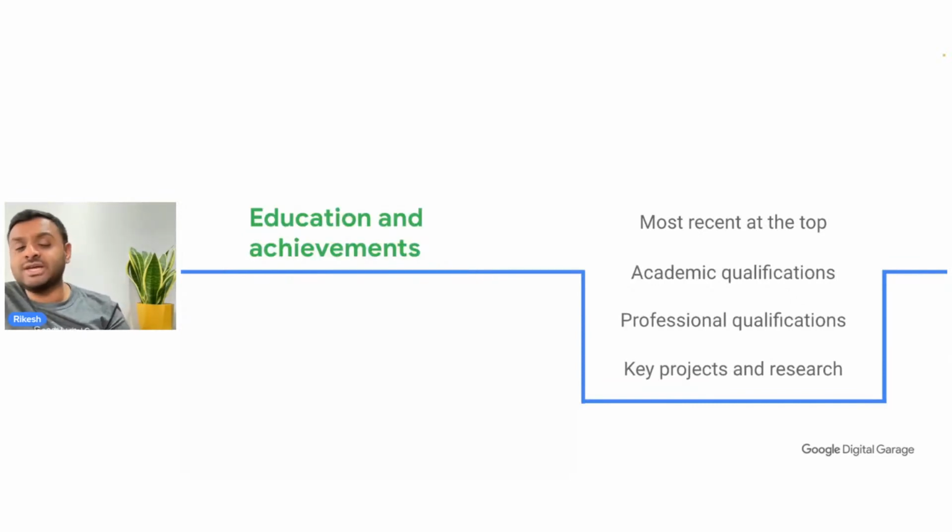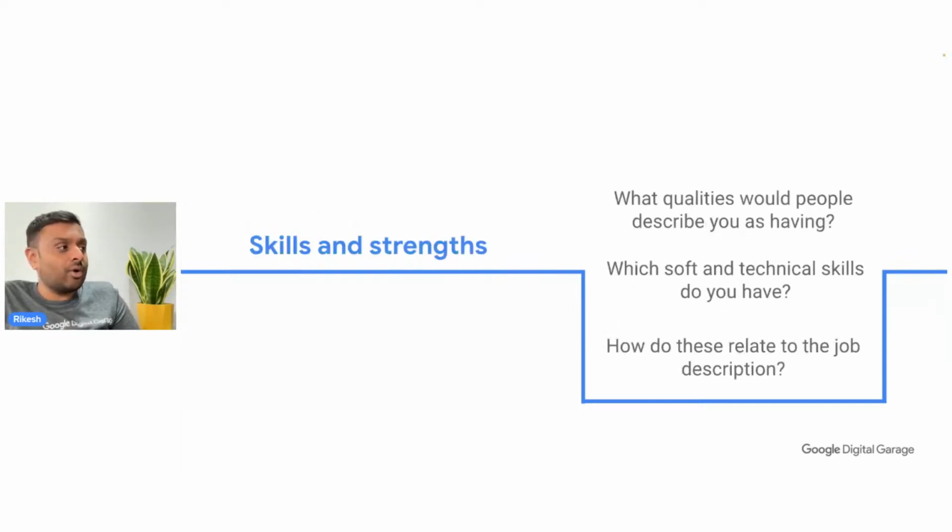You then have your education and achievements. So again, most recent at the top. You want to add all of your academic qualifications, professional qualifications. And again, thinking about key projects, key coursework, key research that you've done throughout your academic studies. Think about what could be relevant to the role that you're applying for as well, just to maybe demonstrate a little bit of understanding about the industry that you're applying within. That could be something that you feel might be beneficial as well.